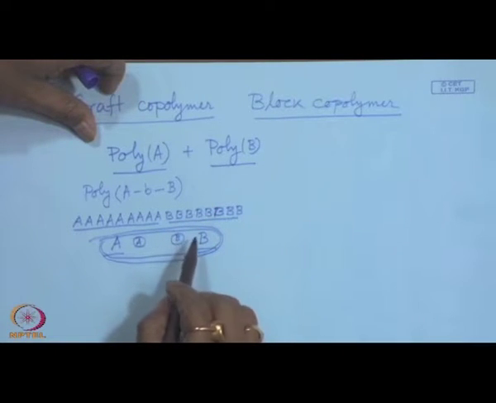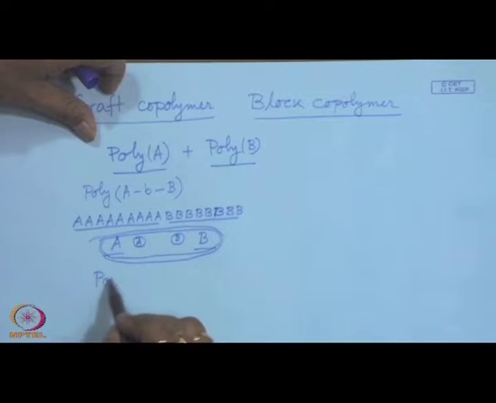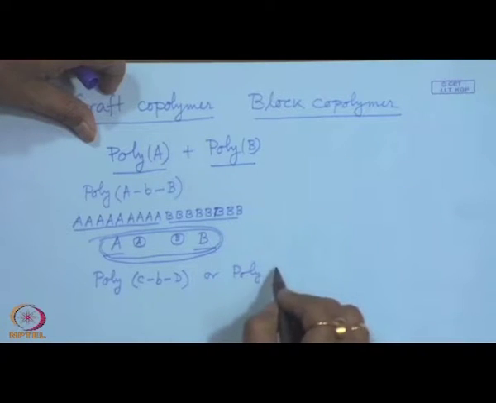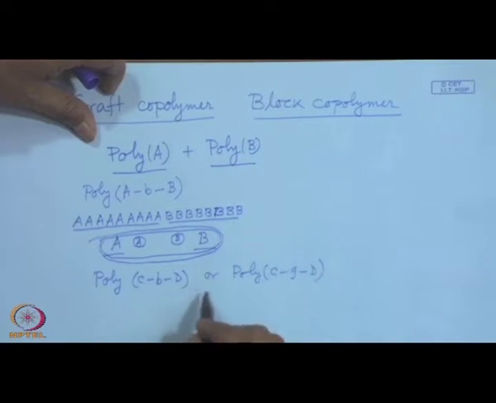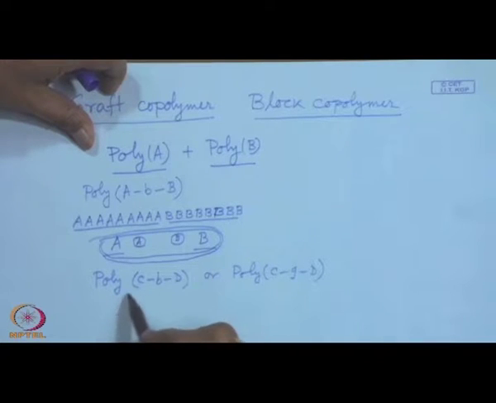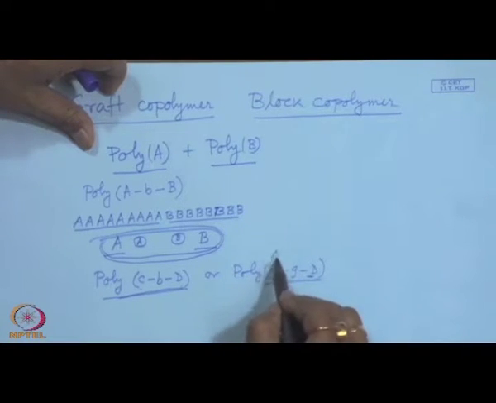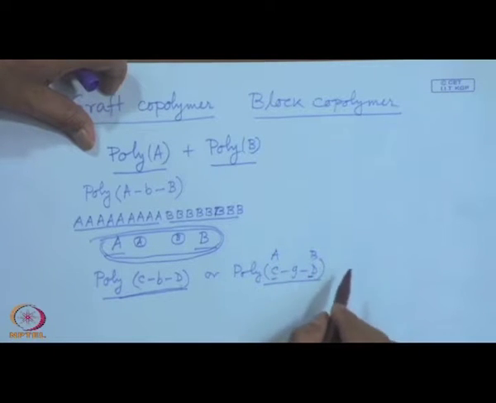Alternatively, one can use a poly C block D or poly C block grafted D, not block, grafted D. So, one can take a block copolymer of C and D, or one can take a graft copolymer of C and D, where C and D are compatible with A and B respectively, but are not miscible with them.